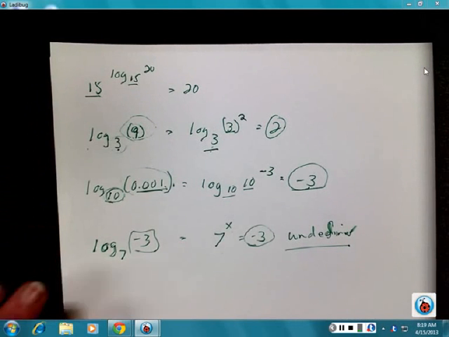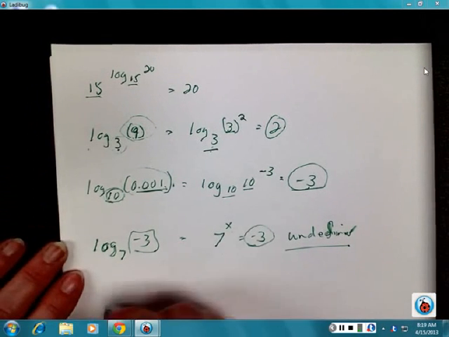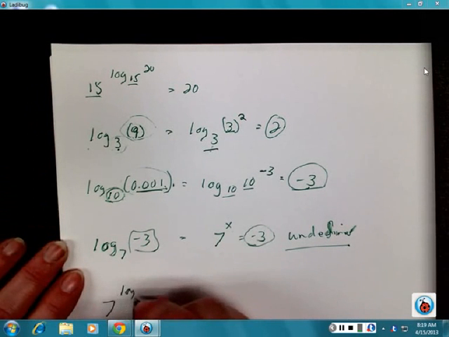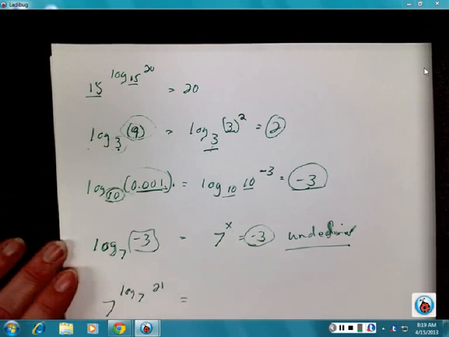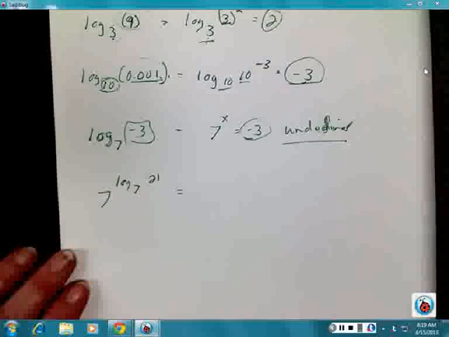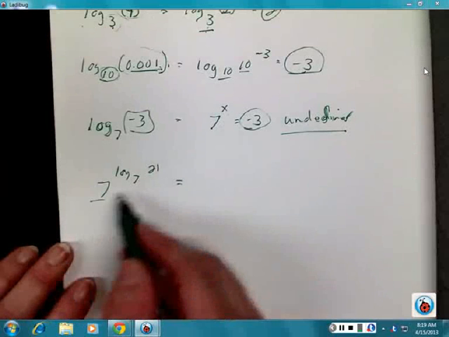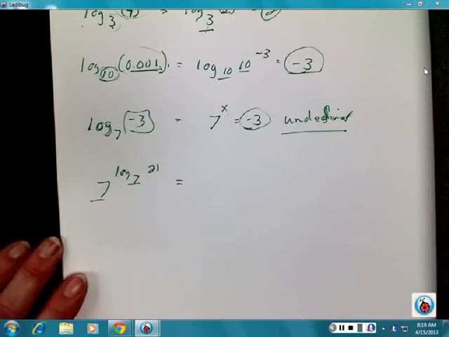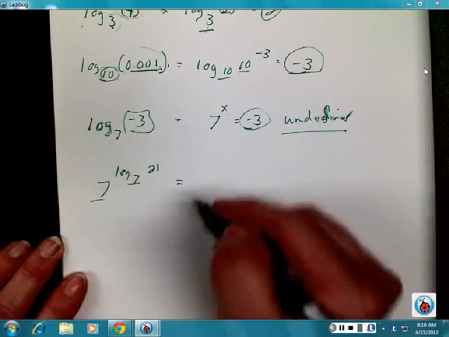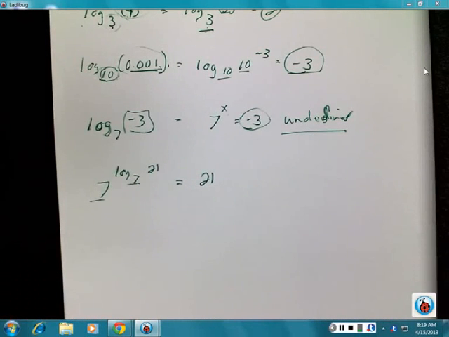But if you happen to have 7 to the power of log base 7 of 21, what would be my answer? Once again, these two match, so my answer would be 21. So there are patterns that you have to look for within those to see what takes place and what your answer comes out to be.